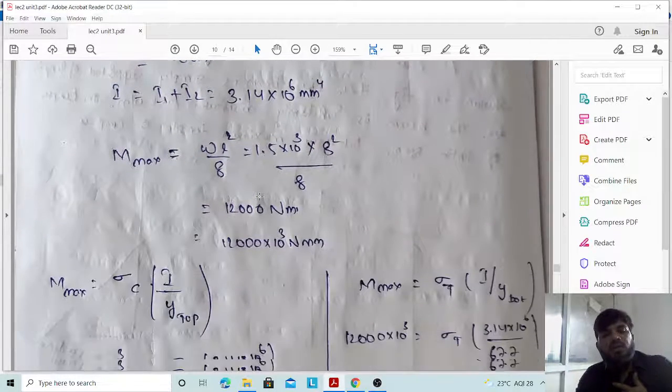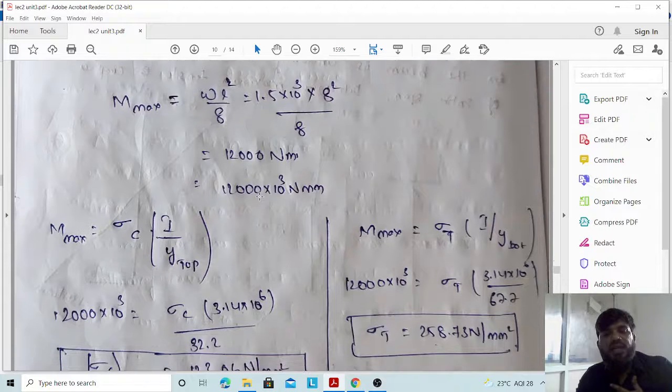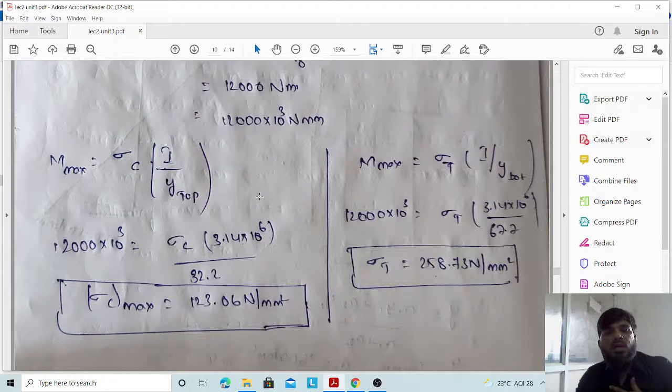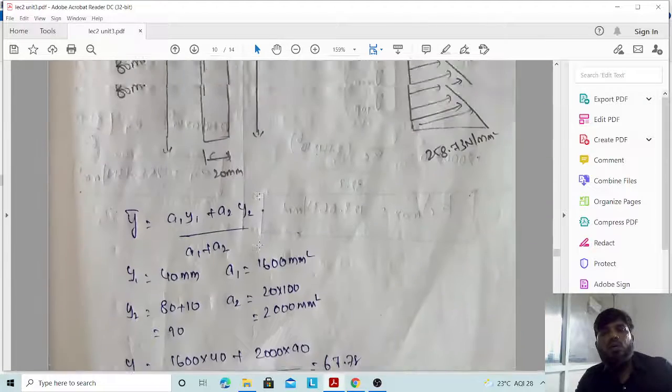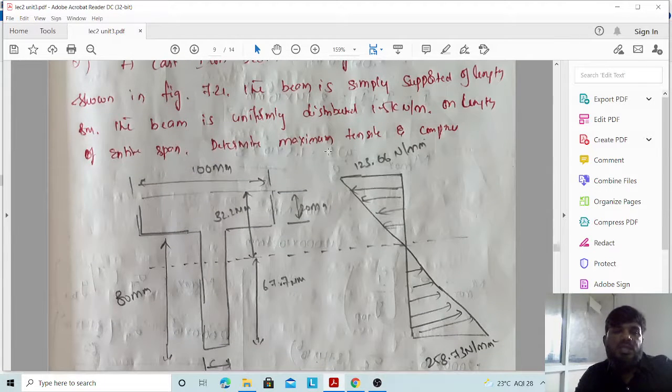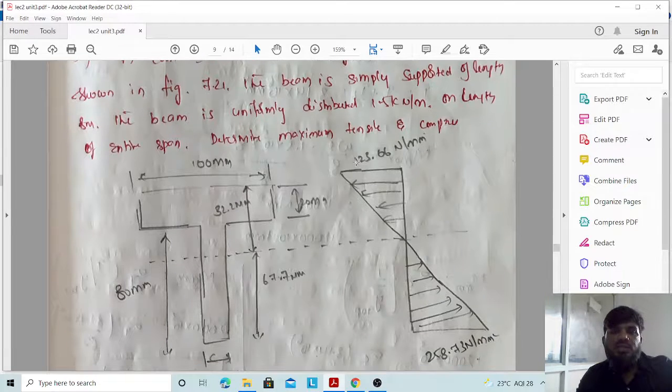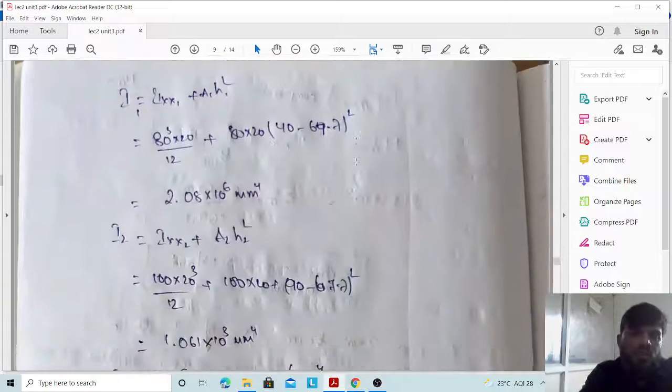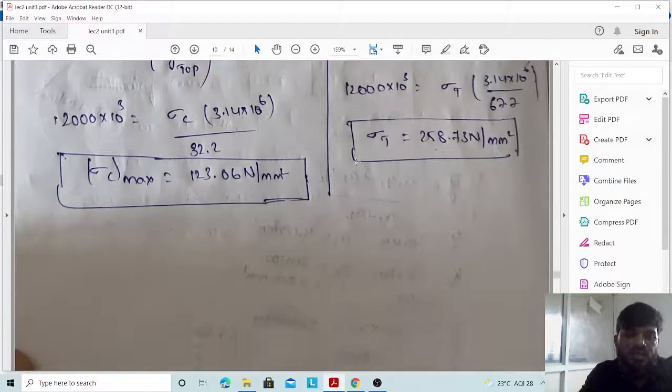Once you have the values of sigma C and sigma T, 258.73 Newton per mm square and 123.06 Newton per mm square, you have to draw them parallel to the T section in this way. So this is your tensile stress, this is your compressive stress. Okay. Next is composite materials.